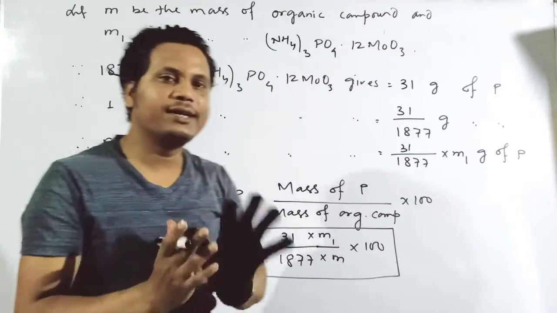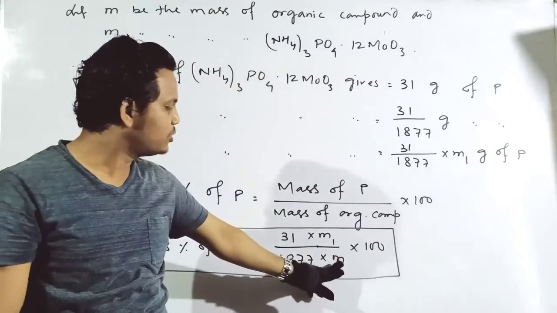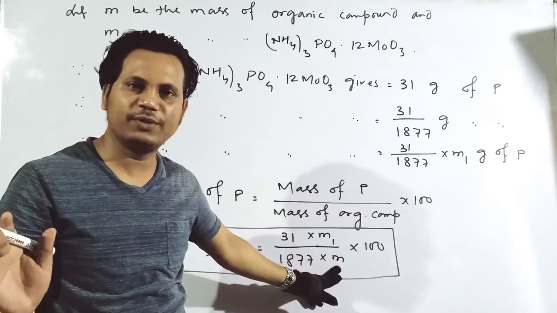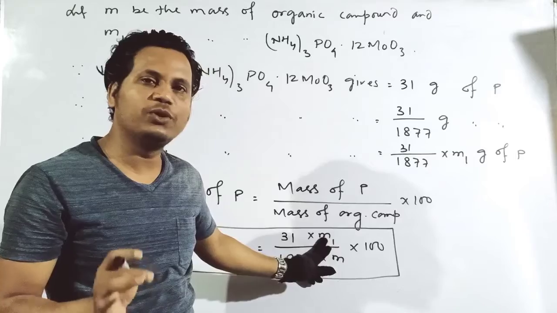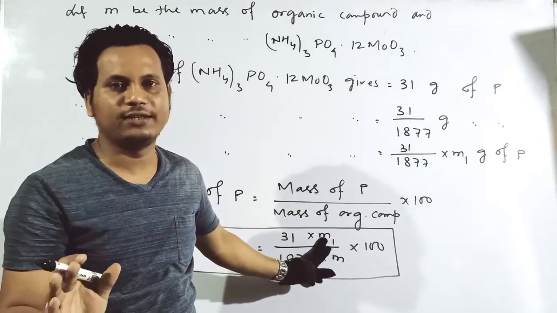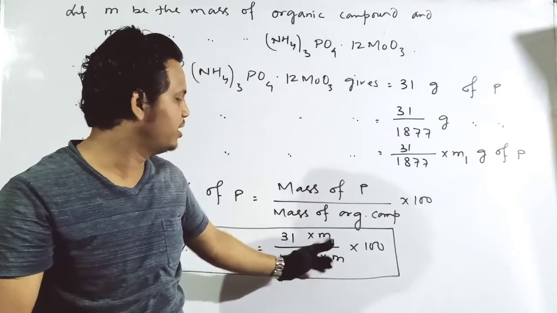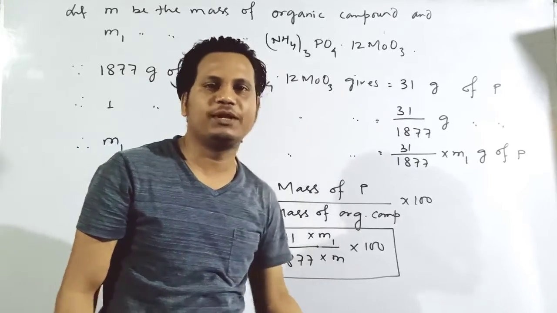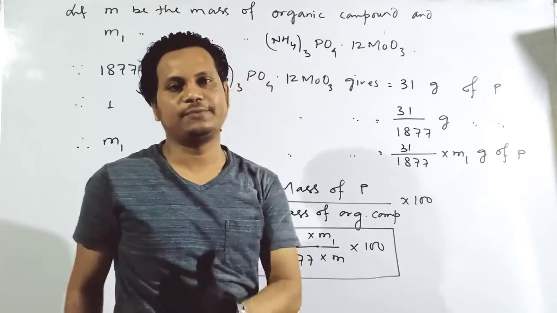So in a numerical, what will happen? The mass of the organic compound will be given, and the mass of ammonium phosphomolybdate produced will be given. Just put the values and simplify. That will be our answer.